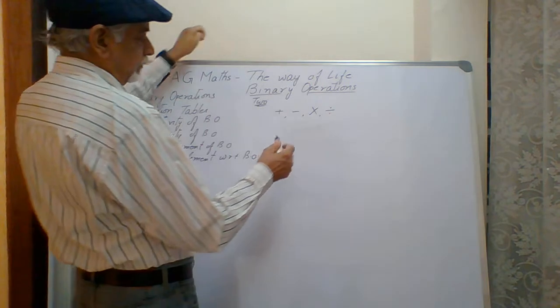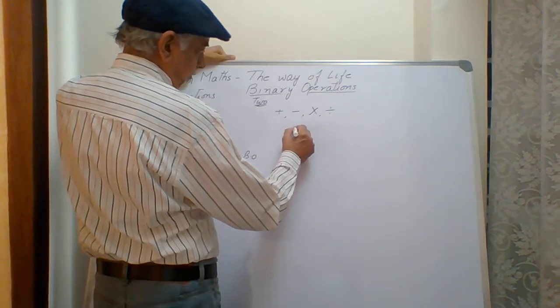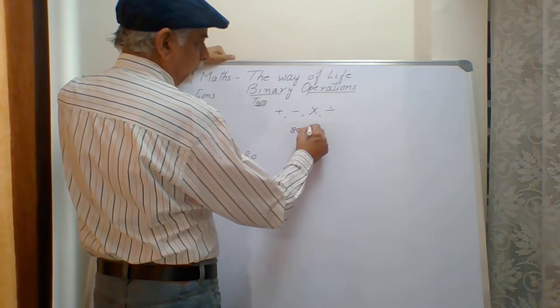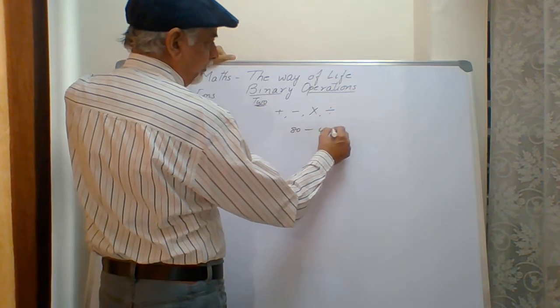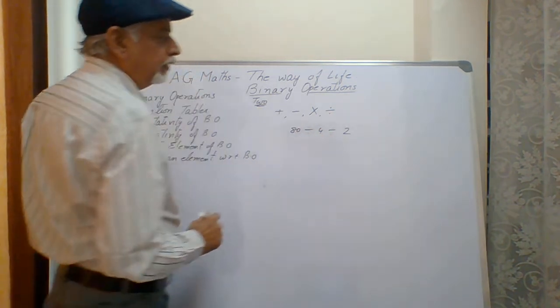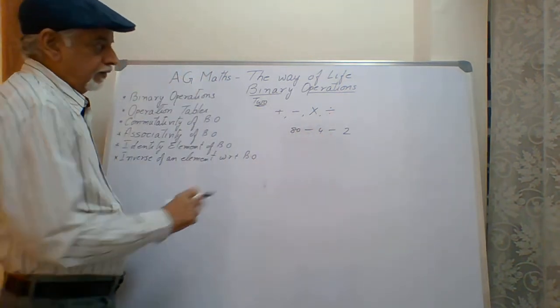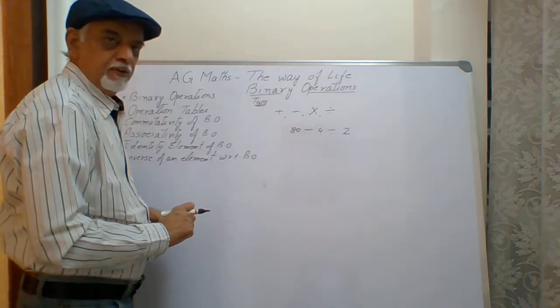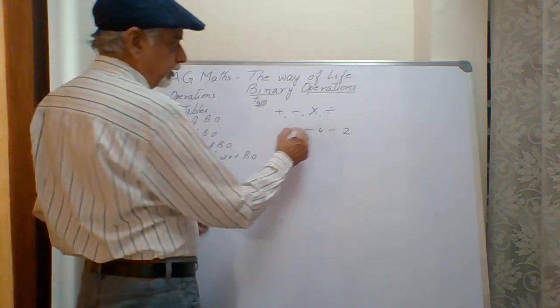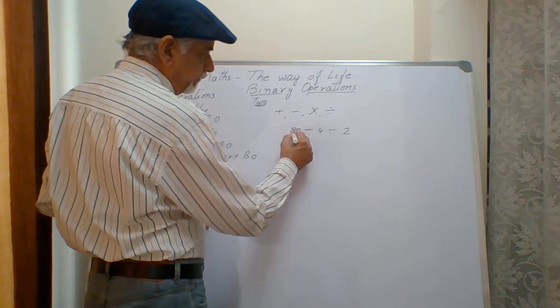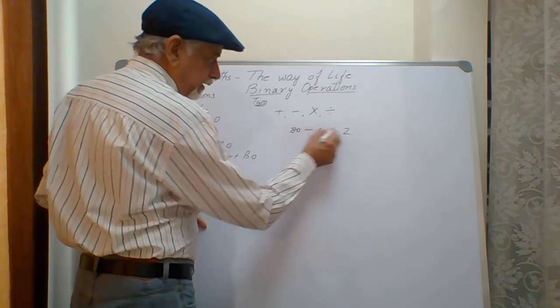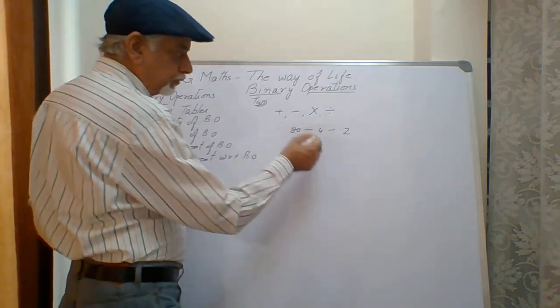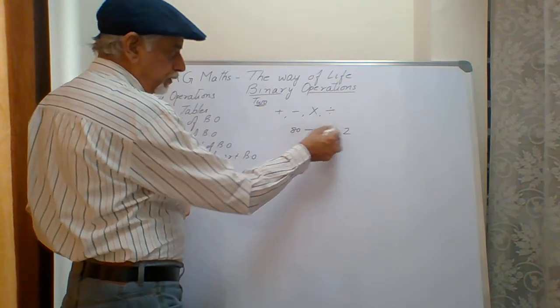If we say divide 80 divided by 4, then you divide by 2. If this is the problem, how will we continue? We cannot do it all together. So what we do first is either we divide 80 by 4 or 80 by 2. We do not do 2 divided by 4 or 2 divided by 80.